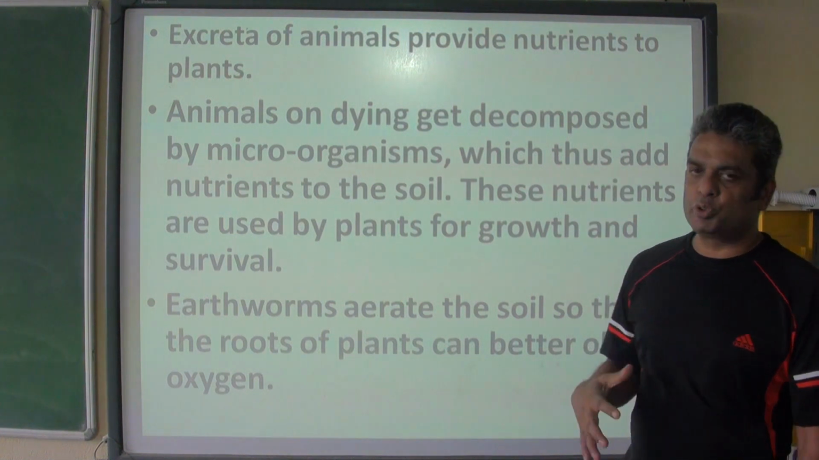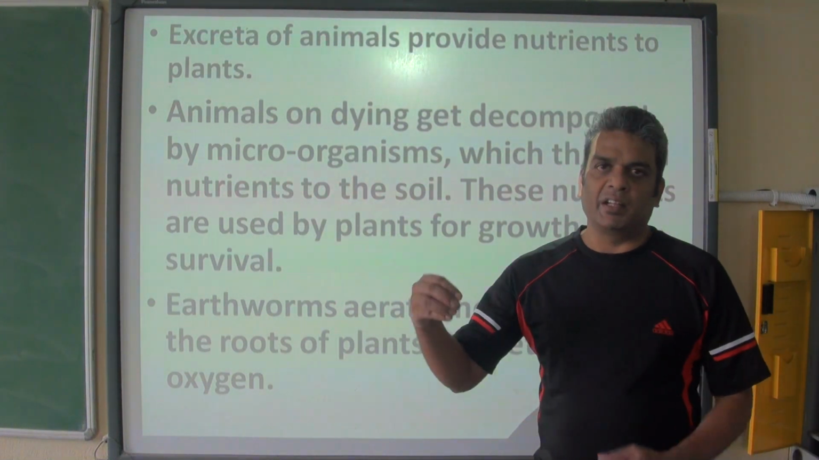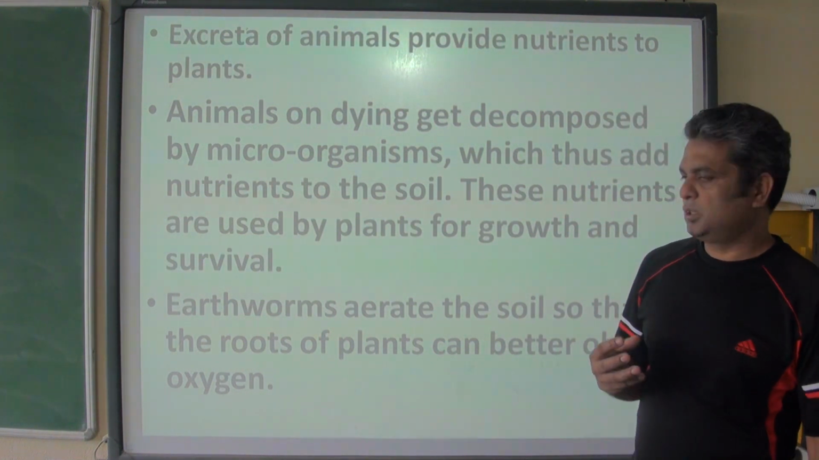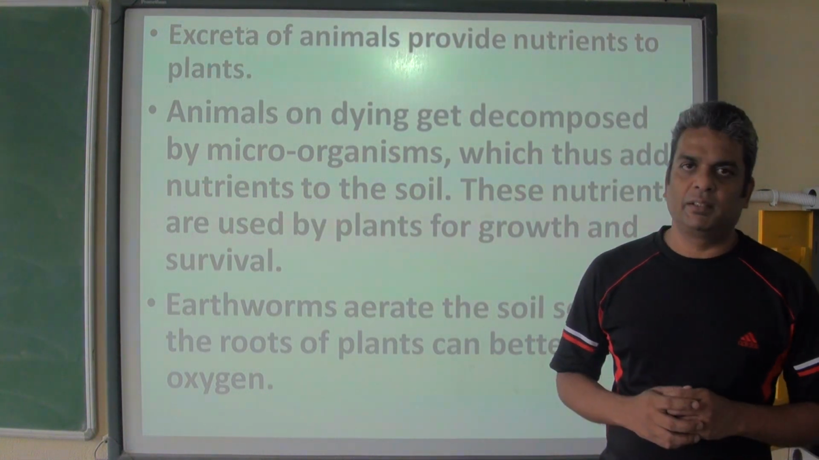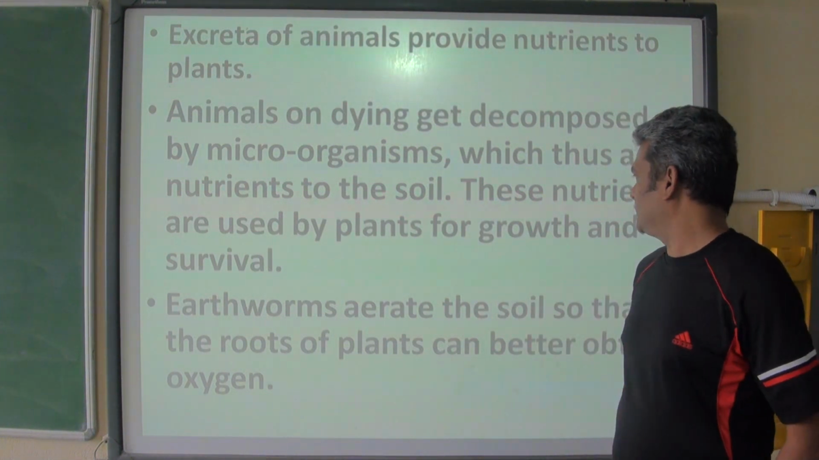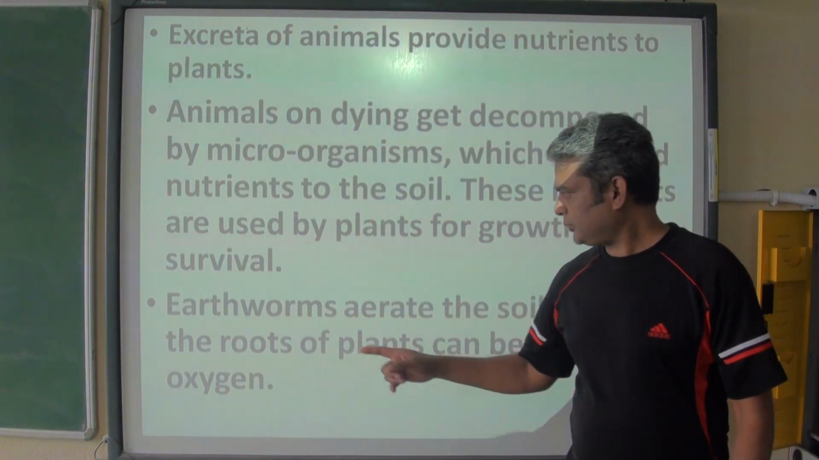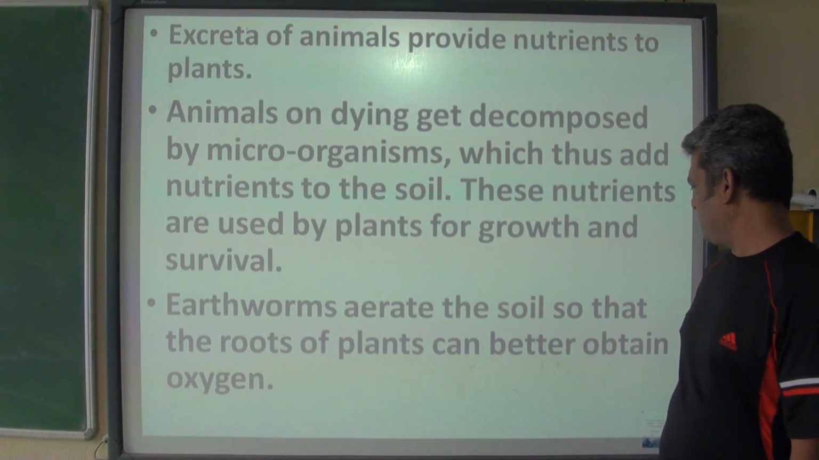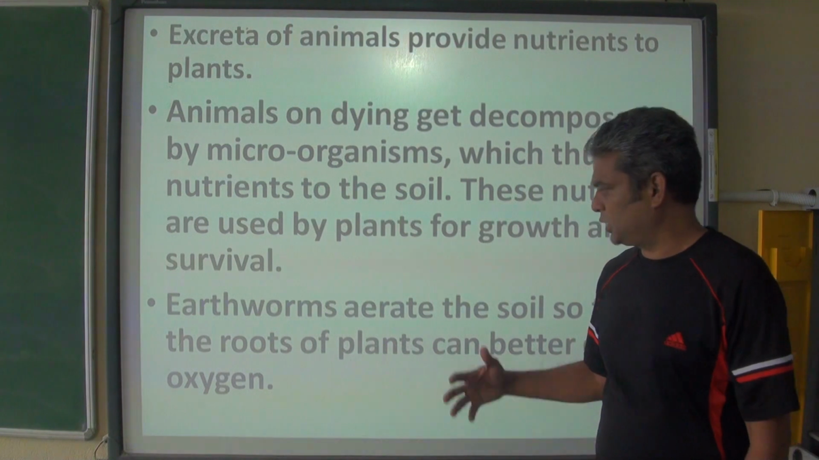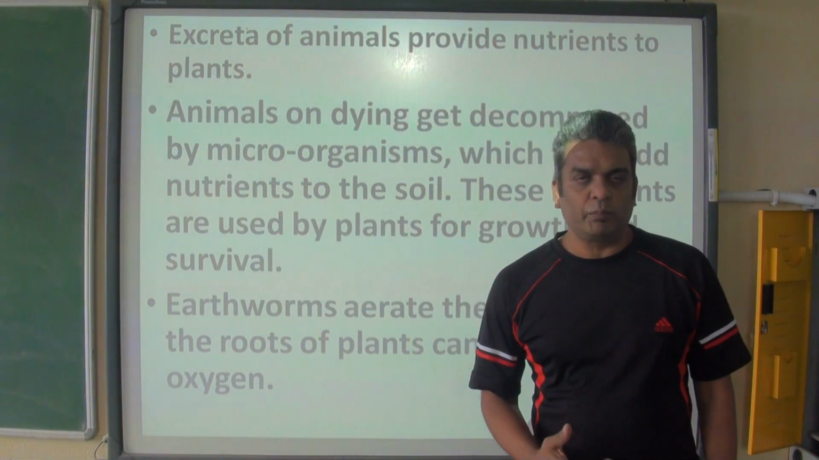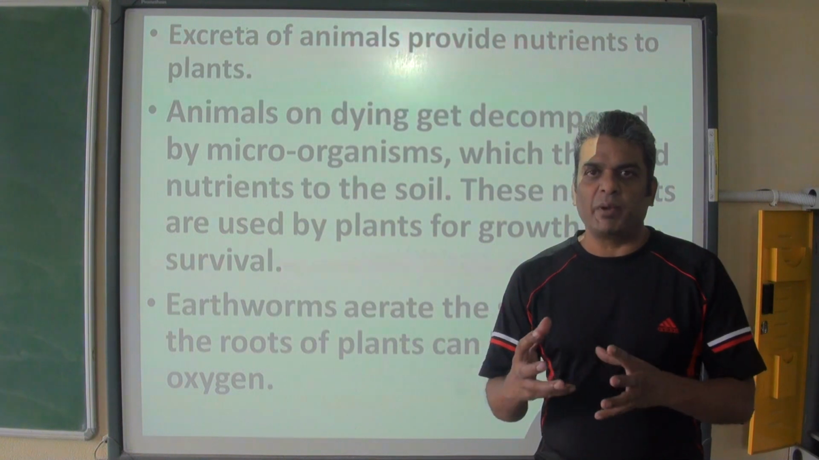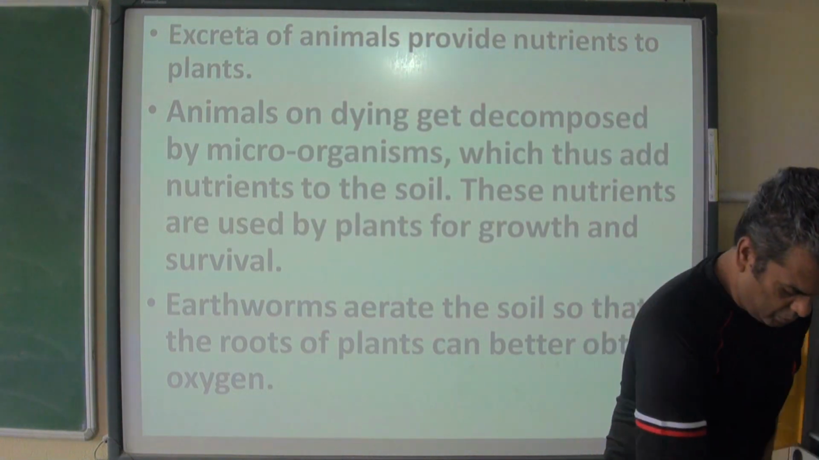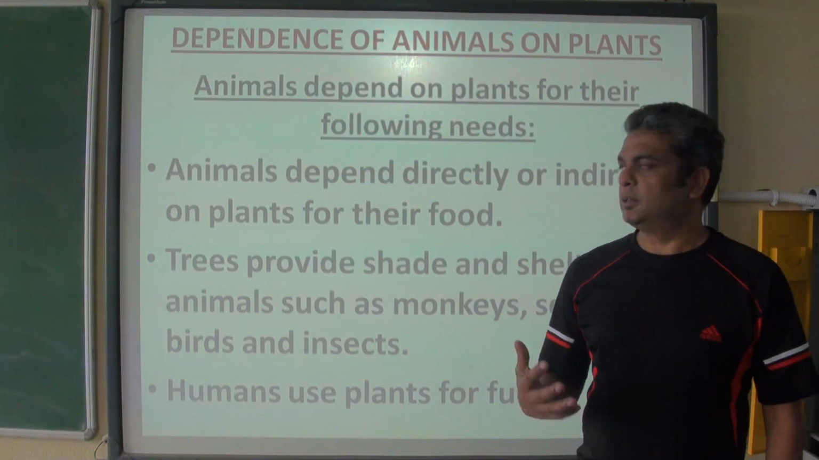Okay, and they decompose means when animals, plants, they die, they change that dead plants and animals into nutrients, okay, and which gets mixed with the soil, and then that soil is used by plants for growth and survival. Earthworms aerate the soil so that the roots of plants can better obtain oxygen. Now, what does this mean? You have seen an earthworm. What does it do? It digs into the soil. It makes the soil loose, and that is how oxygen is able to go into the soil for plants, so that plants can breathe in through the roots.